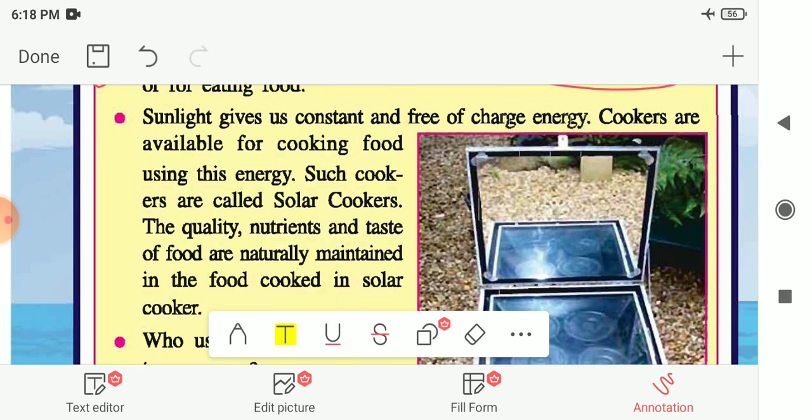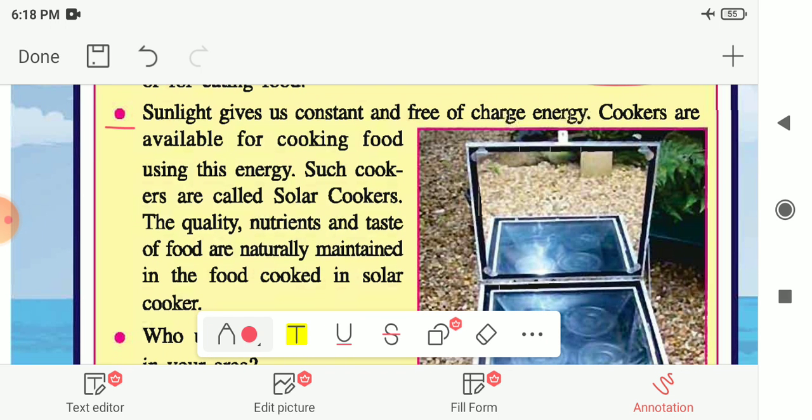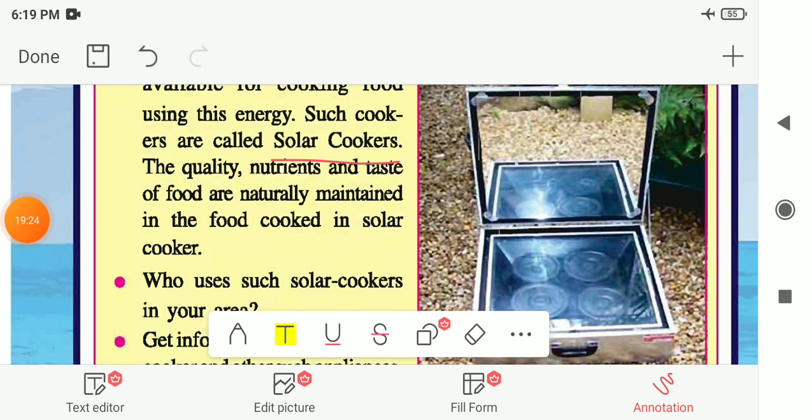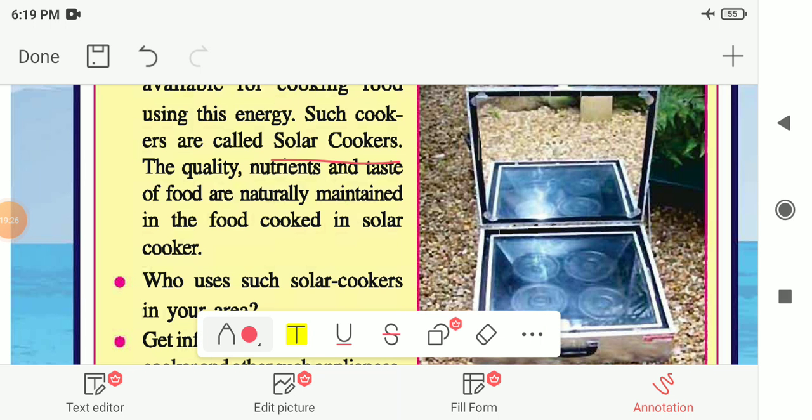Next is sunlight. Sunlight gives us constant energy, and it is also free of charge. So cookers are available for cooking food using this energy. Such cookers are called solar cookers. These kinds of cookers are known as solar cookers, which use solar energy, or sunlight, to cook the food.